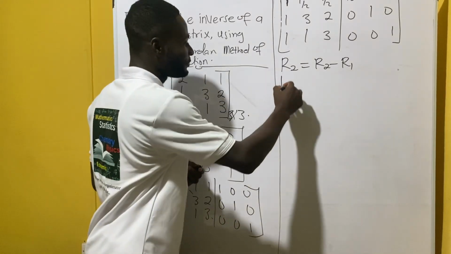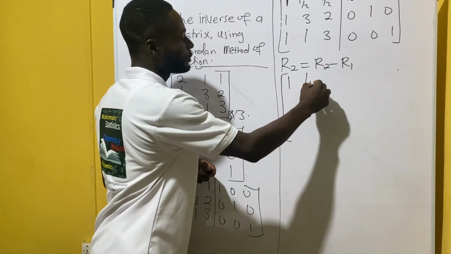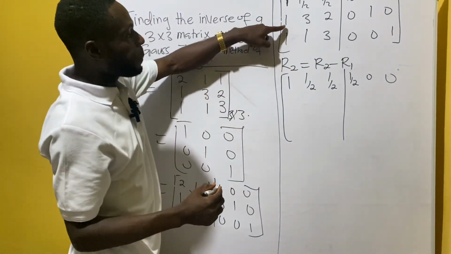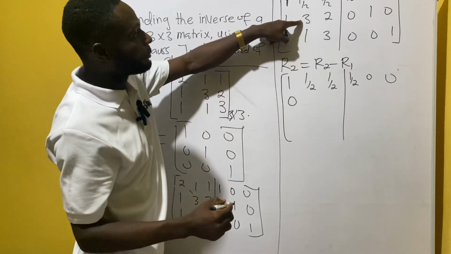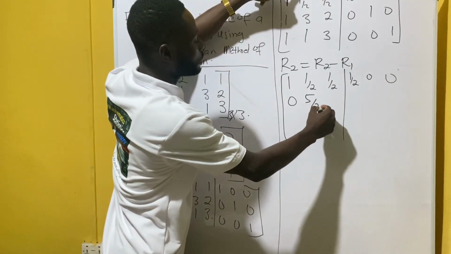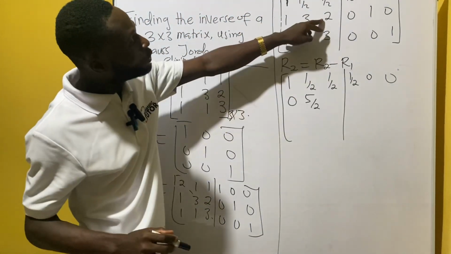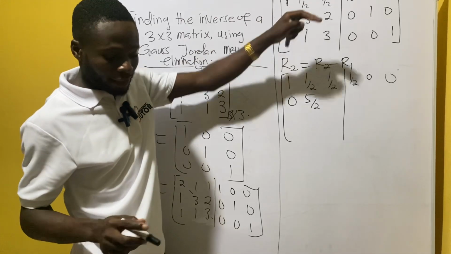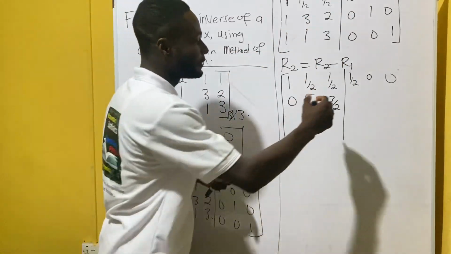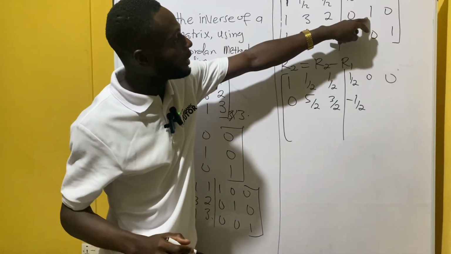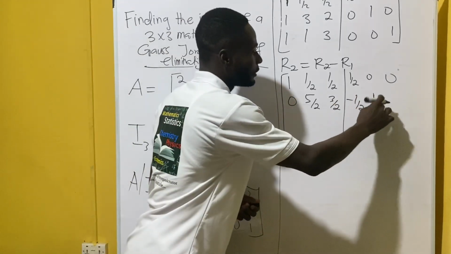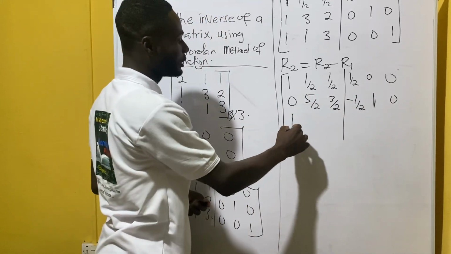So we maintain the first row. Here, 1 minus 1 is 0. 3 minus half is 5 on 2. Then 2 minus half, 2 minus 1 over 2, is 3 on 2. 0 minus half is negative half. When we come here, 1 minus 0 remains 1. And then 0 minus 0 is 0. So we come down to maintain our row 3.